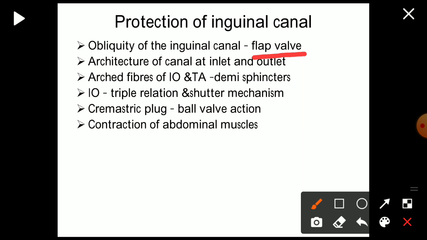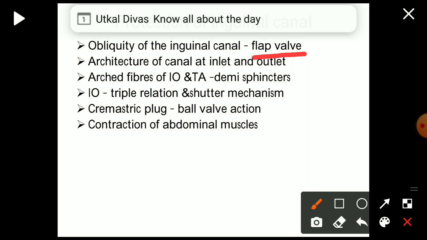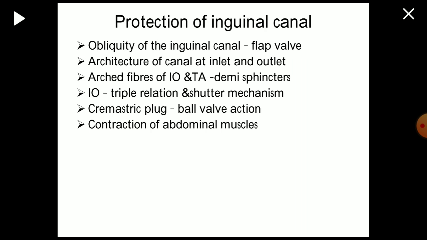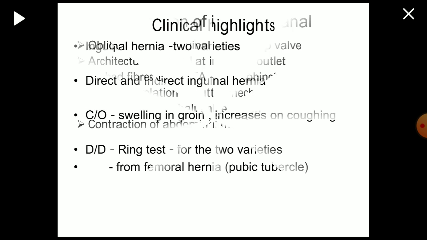Next, the superficial ring is guarded from behind by conjoint tendon. Third one, arched fibers of internal oblique and transversus abdominis muscle. It acts as a sphincter. Then cremasteric plug, it acts as a ball valve mechanism and also due to contraction of abdominal muscles. So all these things protect the inguinal canal and prevent contents of abdomen from entering into the inguinal canal.